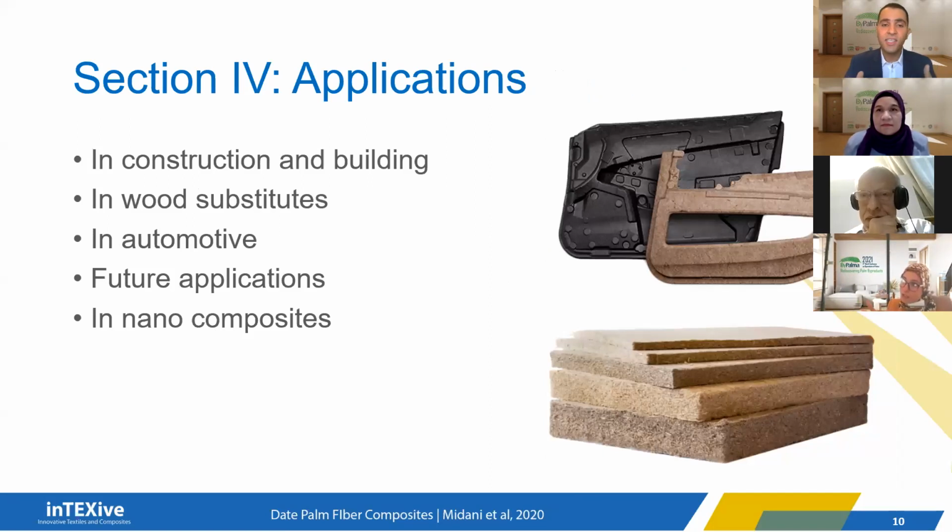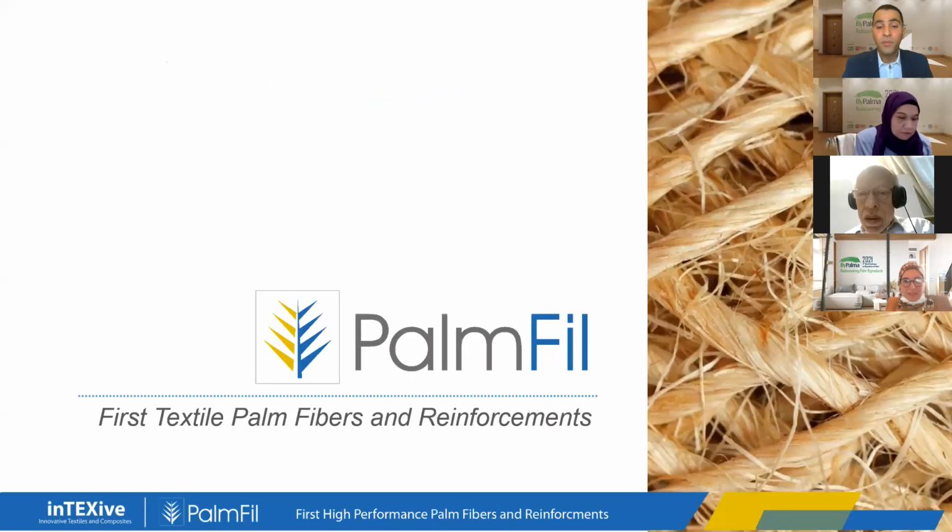And the last section is on the applications, with four dedicated chapters, one for each application. The first one is on construction and building. The second one is on wood substitutes. The third one is on automotive applications, and the fourth one is future applications, including nanocomposites and nanofibers.